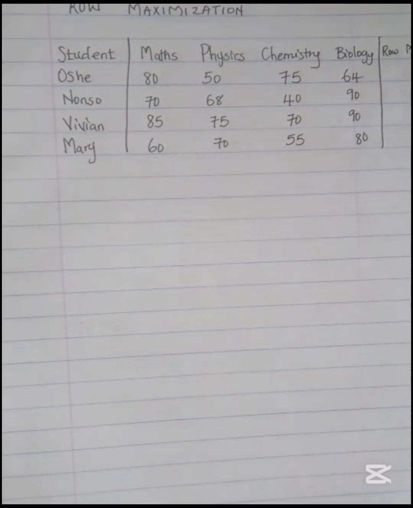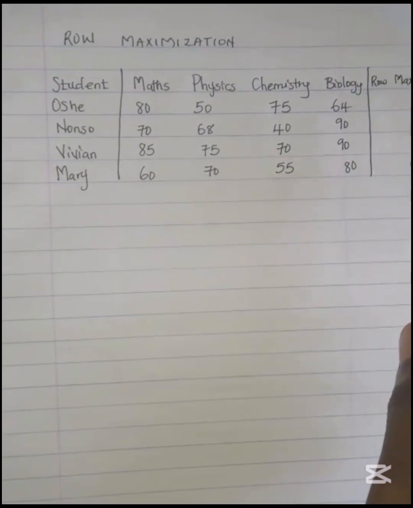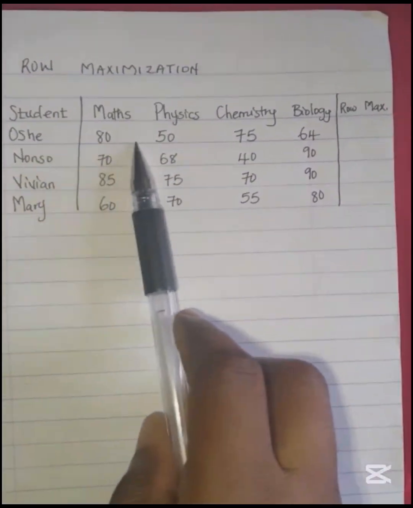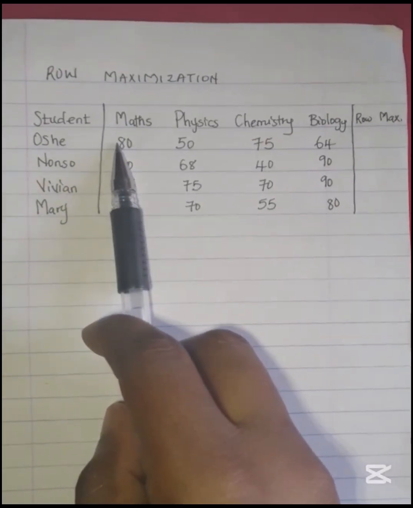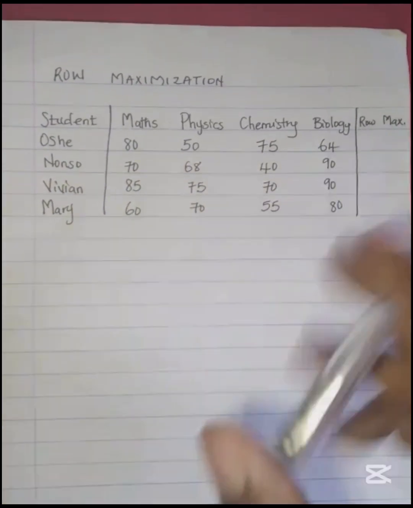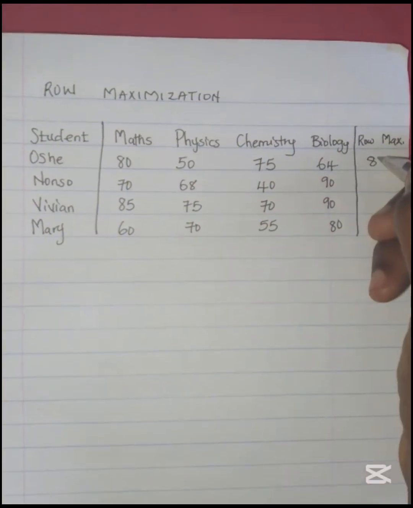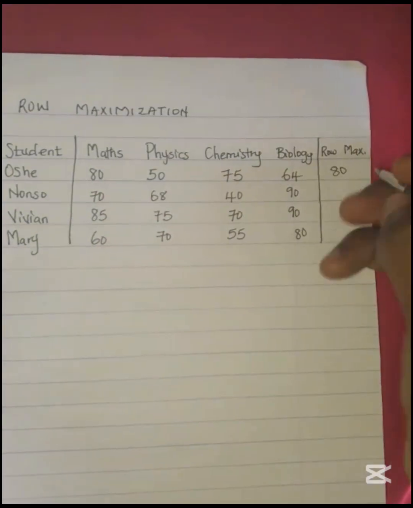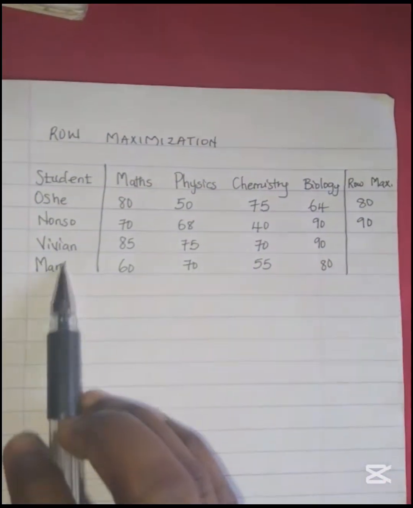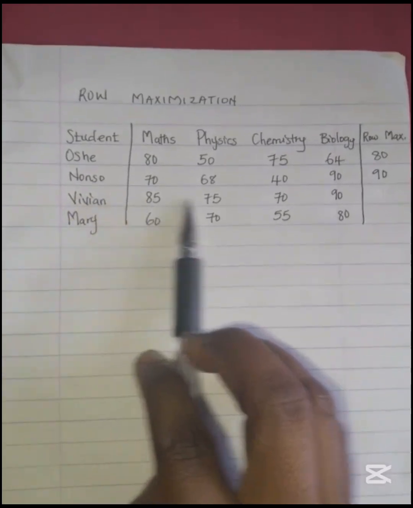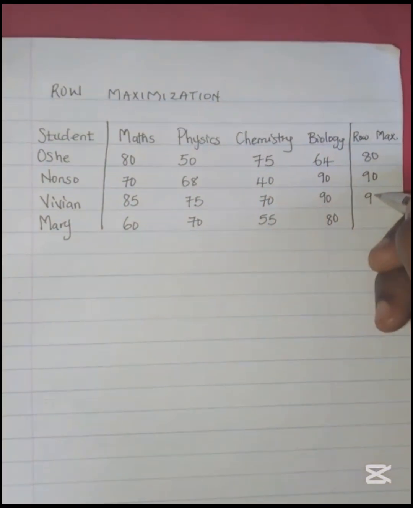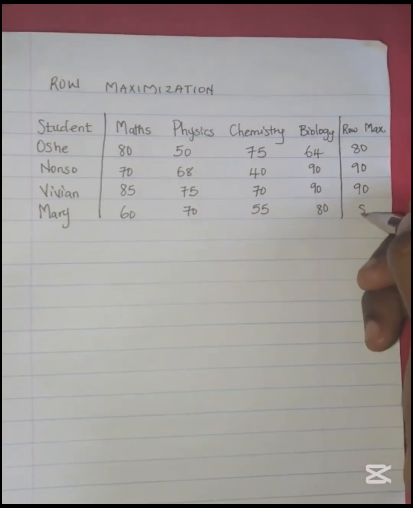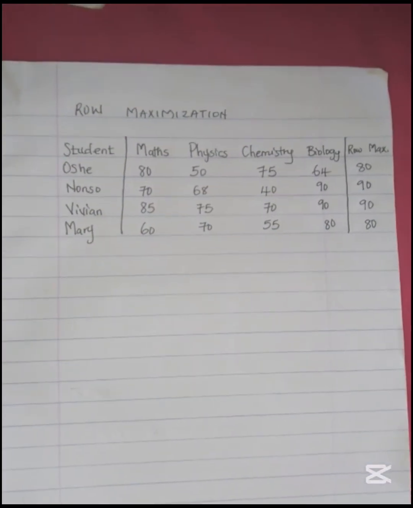This one is row maximization. We are going to write out the highest score each of the students had. So for Oshe, he had 80. You can say 80, 50, 75, 65. So we write 80. Then for Nonso, the highest score he had is 90, so we write 90. For Vivian, the highest score she had is 90, so we write 90. And for Mary, the highest score she had is 80, so we write 80. Remember, it's a case of maximization.